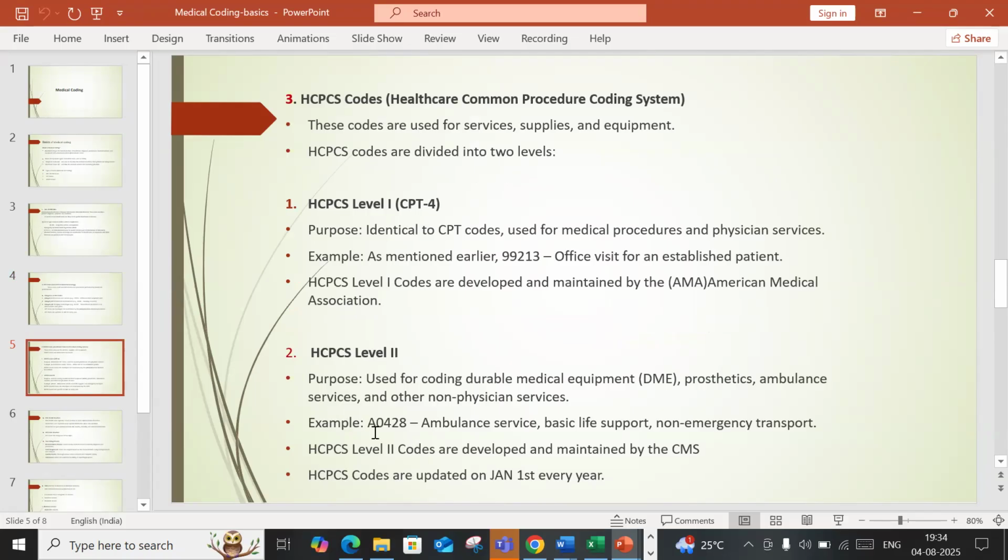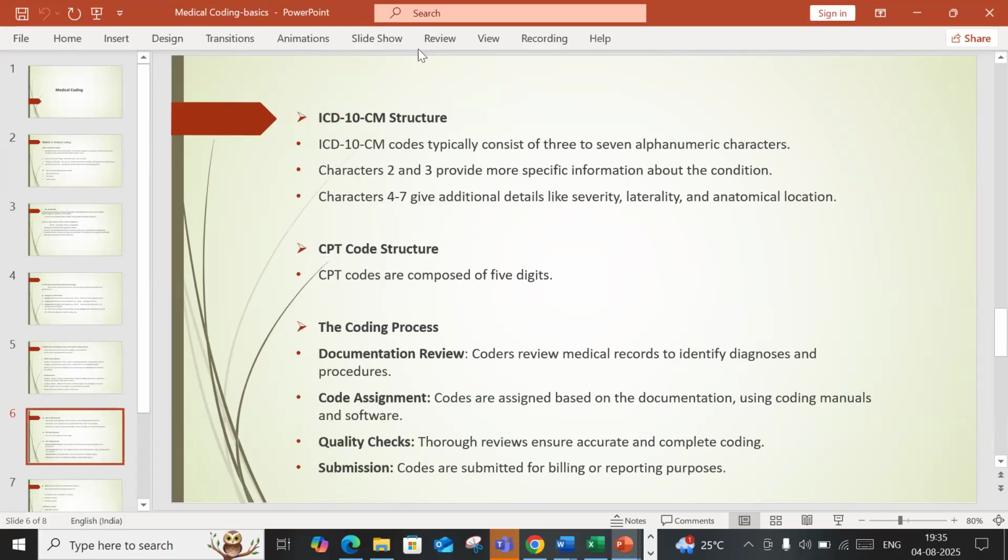So from A to V series. From A to V, we have all codes for durable medical equipment, prosthetics, ambulance services, and other non-physician services. For all these services, codes can be seen from alphabetical letter A to V in the HCPCS Level 2 book. And its structure is a 5-digit alphanumerical code. So that is about the code structure for ICD, CPT, and HCPCS Level 2.